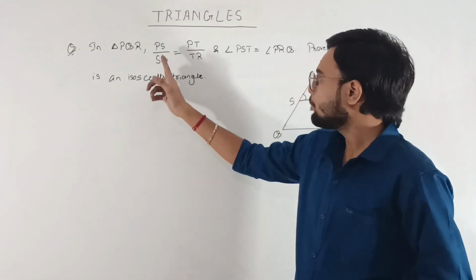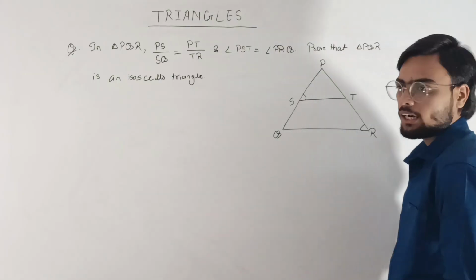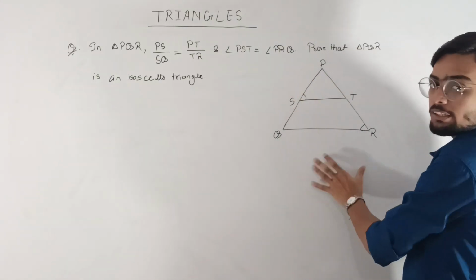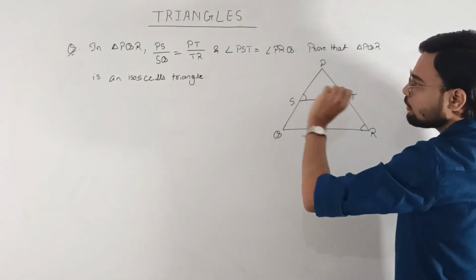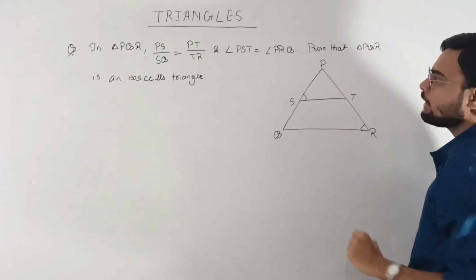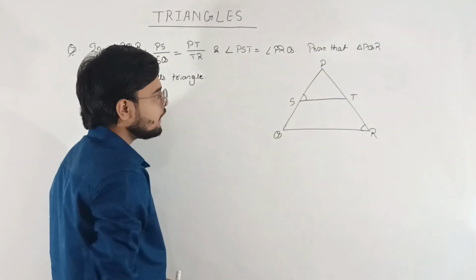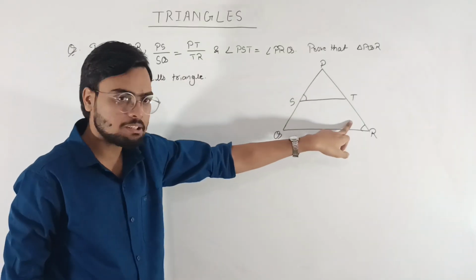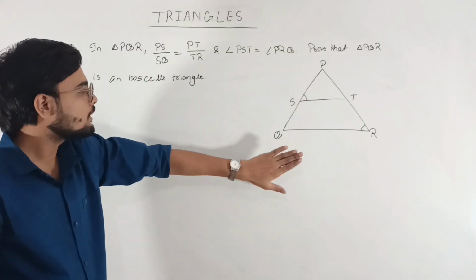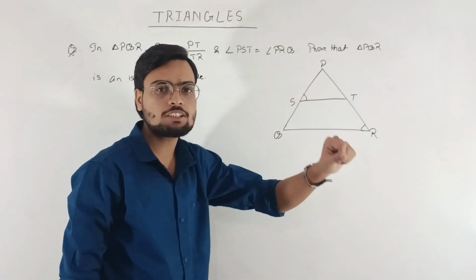In triangle PQR, PS upon SQ is equal to PT upon TR. This is my triangle PQR. In this triangle, PS upon SQ is equal to PT upon TR, and angle PST, this angle, and PRQ, this angle are equal. Then we have to prove that this triangle PQR is an isosceles triangle.